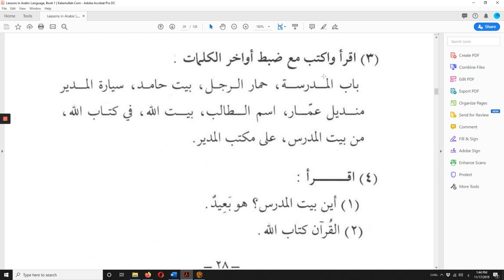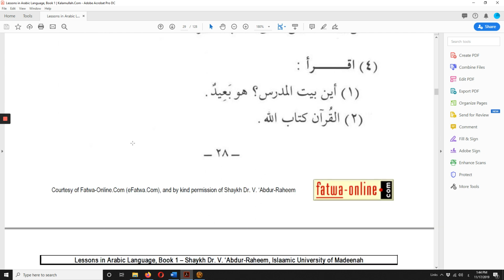اقرأ واكتب مع ضبط أواخر الكلمات. So read and write with precision the endings of the words. So باب المدرسة. حمار الرجل. بيت الحامد. سيارة المدير. And I'll leave the rest for you guys so that you can get some practice.